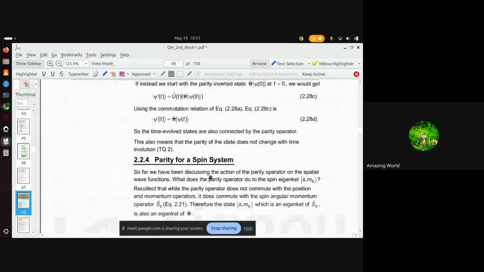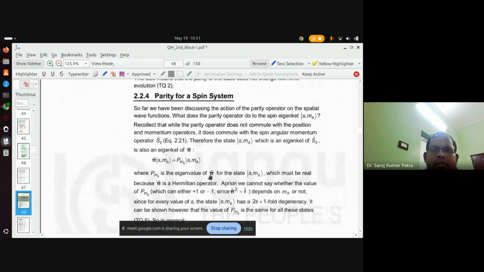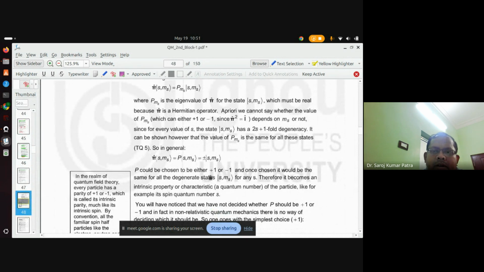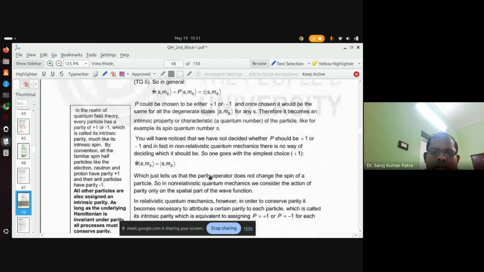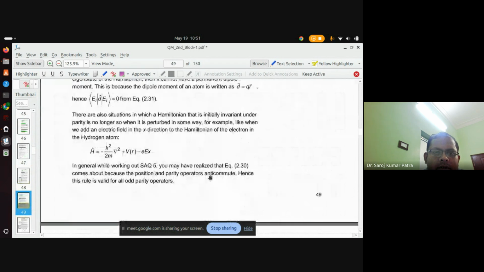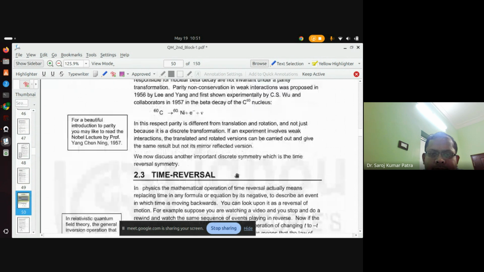Yes. All right. Similarly, we can also have parity for a spin system, spin angular momentum, and that will also be symmetric. But I'll come back to the case of non-conservation of parity. So this is the beta decay of the Co-60 nucleus, where they found that parity is not conserved in this kind of beta decay process.